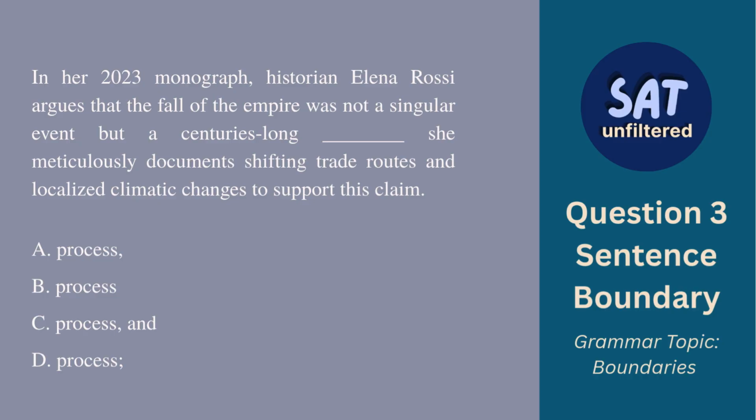C. Process, comma, and. This adds an unnecessary conjunction. And would make it seem like Rossi's argument and her documentation are two separate actions, but the second part is actually explaining her argument. D. Process, a semicolon. A semicolon would create too much separation. It would make she meticulously documents sound like a completely new idea, but the sentence is meant to connect the process with the evidence that Rossi provides.